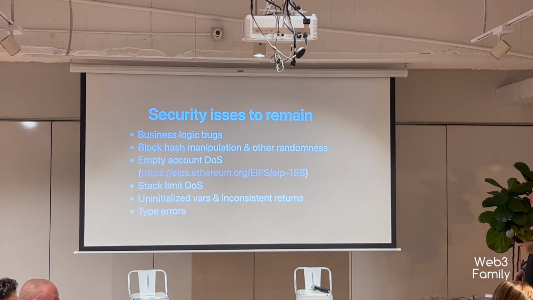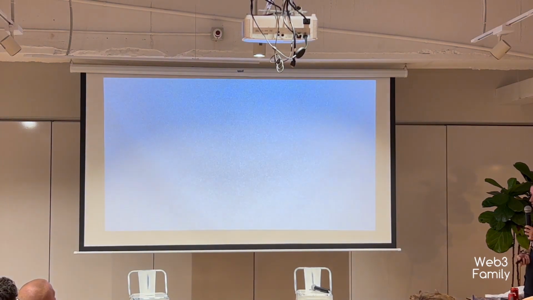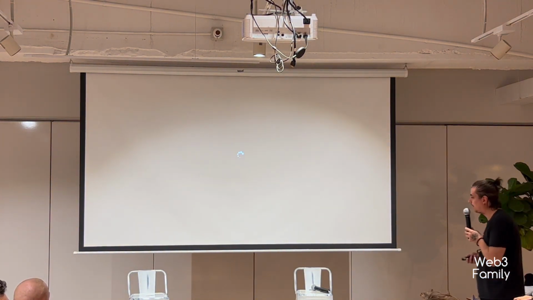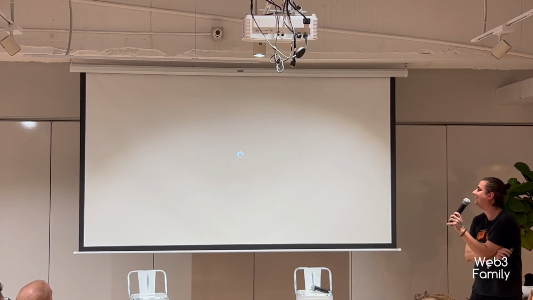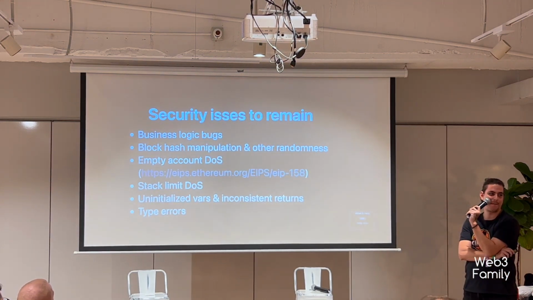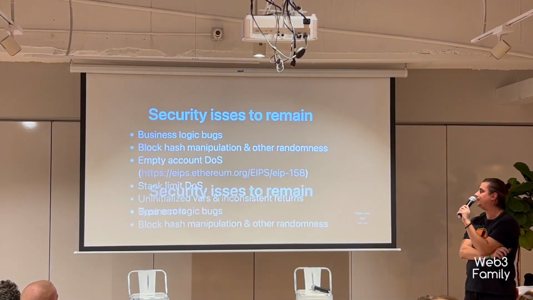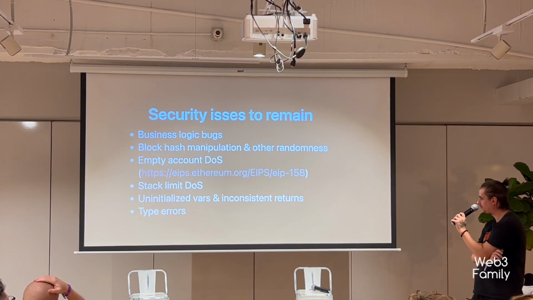So security issues that are actually very nasty and complex ones, of course, are here to remain. Business logic bugs, you can't get around those ones. Type errors, also API coding. Block hash and other types of randomness, so not timestamp ones, you can still do.